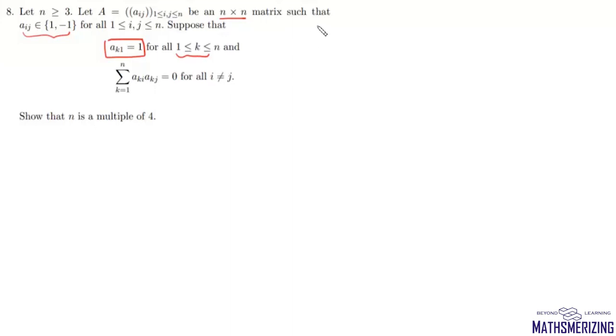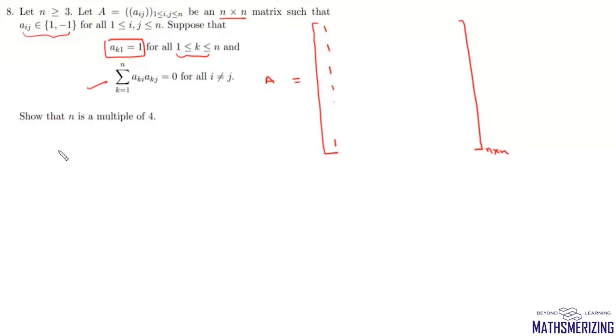Now we are given this matrix which is A, and that's an n cross n matrix. Now ak1 is 1 for all k between 1 and n. So that means a11 is 1, a21 is 1. So all the elements in this first column, they are 1. Now we are also given this condition that summation k varies from 1 to n, aki into akj equals 0 for all i unequal to j.